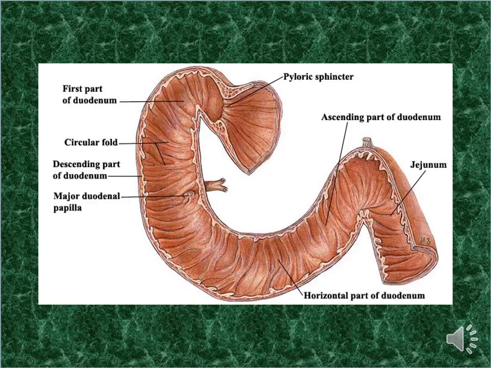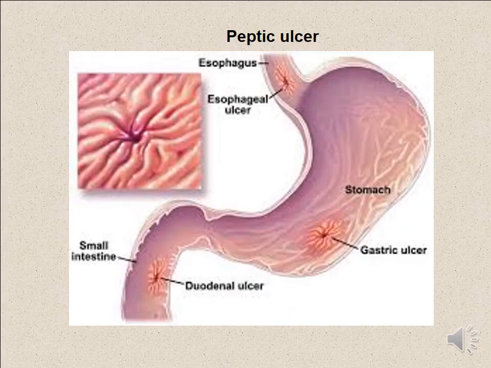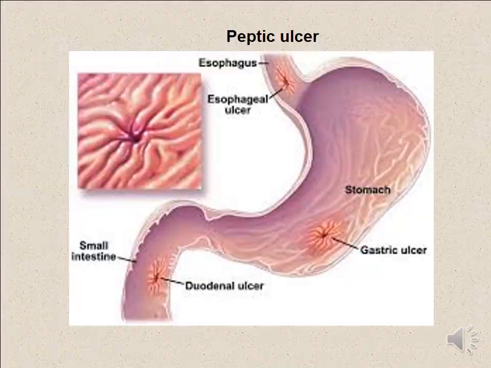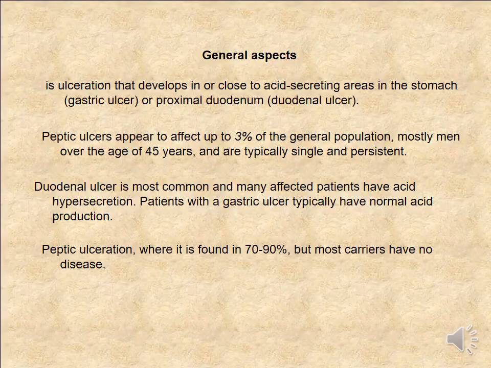And the most important diseases are the ulcers in the GIT, and the most common one is peptic ulcer. The peptic ulcer is ulceration within the stomach or duodenum and may go upward to the esophageal ulcer. In general, ulceration develops in or close to the acid-secreting area in the stomach, called gastric ulcer, or the proximal duodenum, called duodenal ulcer, and later in the esophagus, called esophageal ulcer.